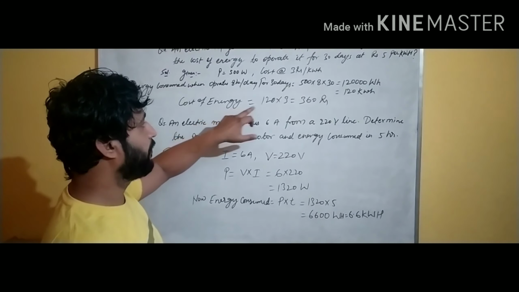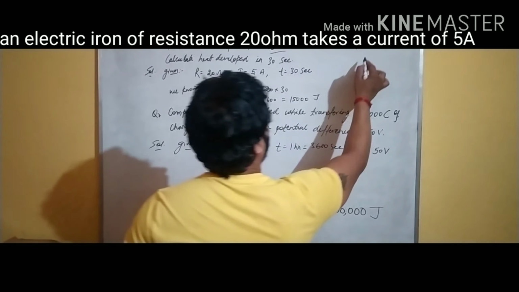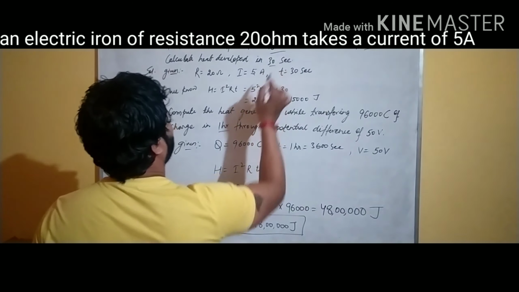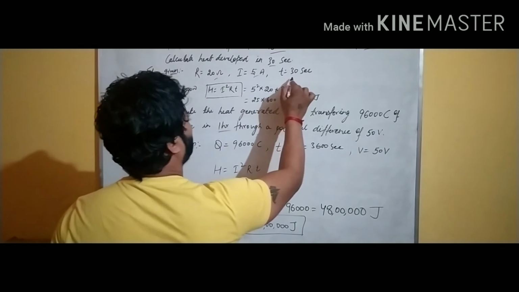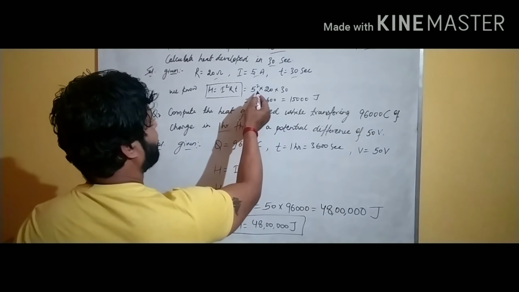In this numerical, an electric iron of resistance 20 ohm takes a current of 5 ampere. Calculate the heat developed in 30 seconds. So we are given resistance 20 ohm, current 5 ampere and time 30 seconds, and we have to calculate heat. We know H is equal to I square RT. Just put the values: 5 square into 20 into 30. 5 fives are 25, 20 thirties are 600, 25 into 600 is 15,000 joule. So heat produced in the electric iron is 15,000 joules.